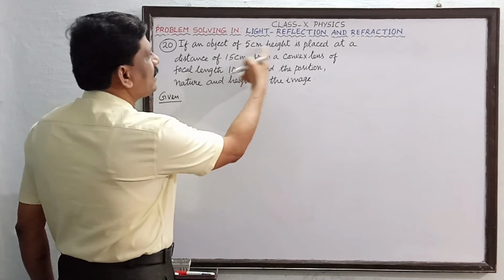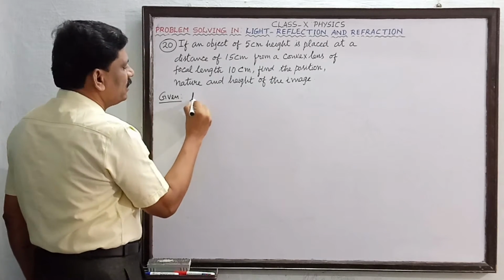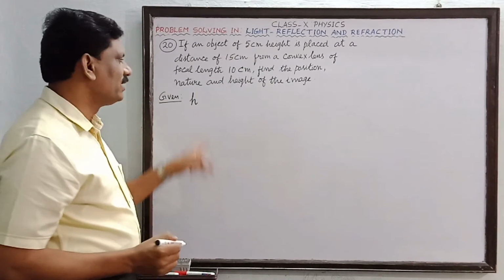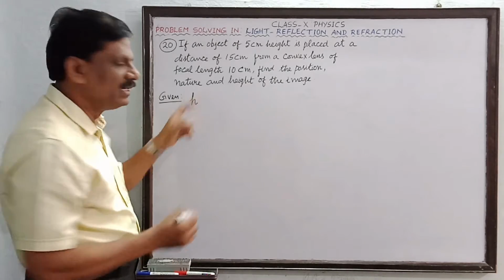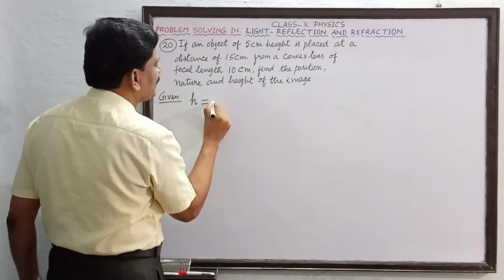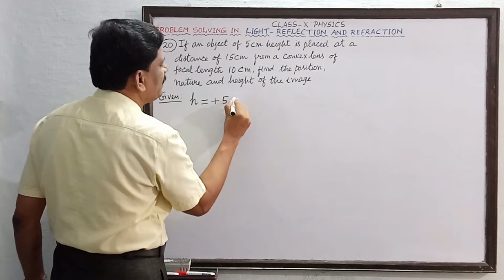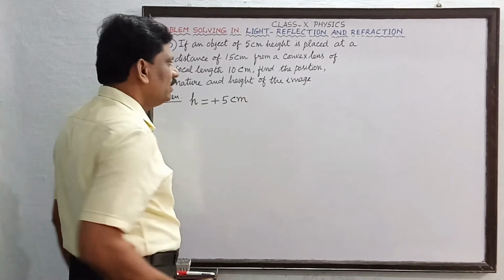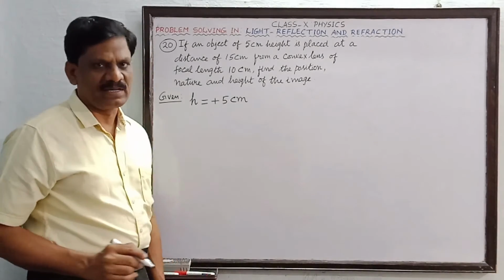The object is of 5 centimeter height. The symbol used for the height of the object is always h. So h is equal to 5 centimeter above the principal axis, so this is plus 5 centimeter. Height of the object will always be positive.